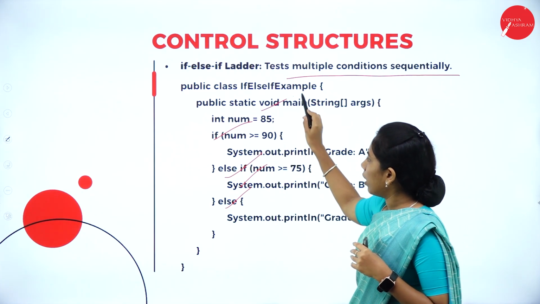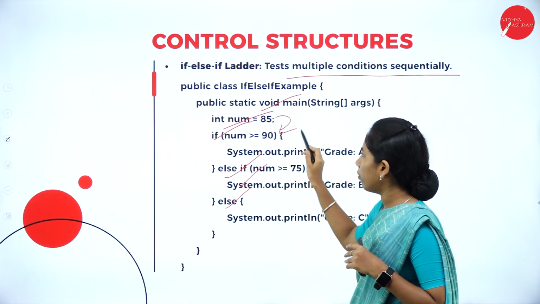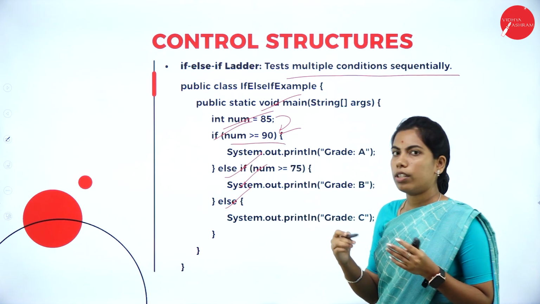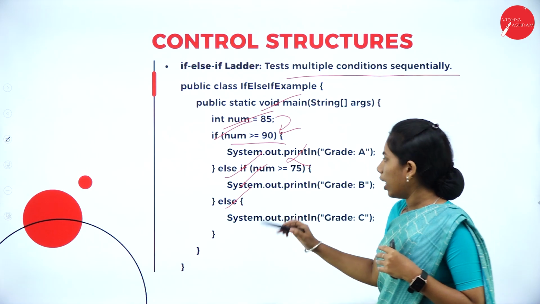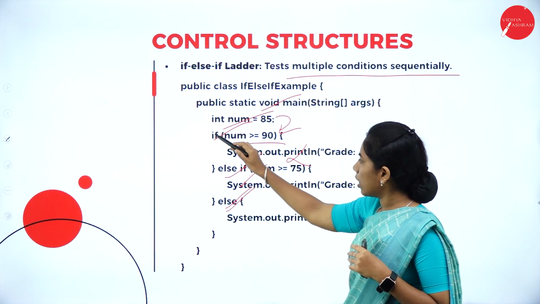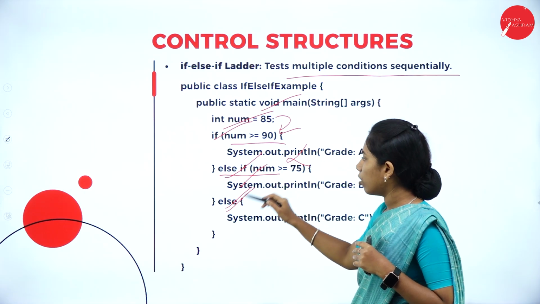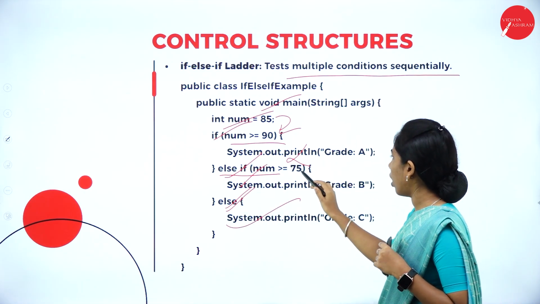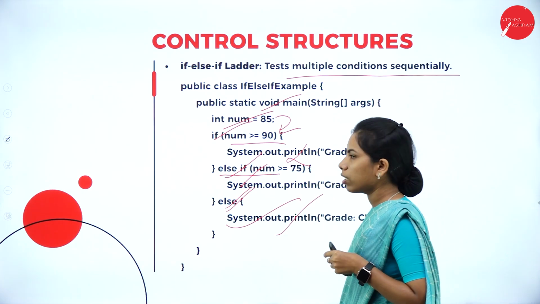So call the main function, declare one variable. So using that variable we have to apply the condition. What is that condition? If number greater than or equal to 90. No, right? So this will not be printed. Again come to the else part. Why? Because inside the if only else if blocks are there. So if this statement is not executed, come to the grade C. Why? Because number is not greater than or equal to 75. So that's why it will be printed as grade C.